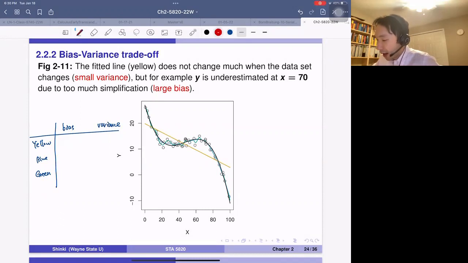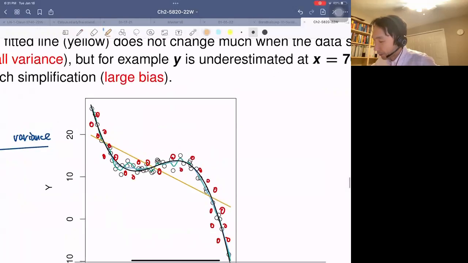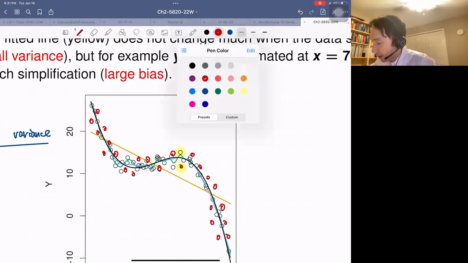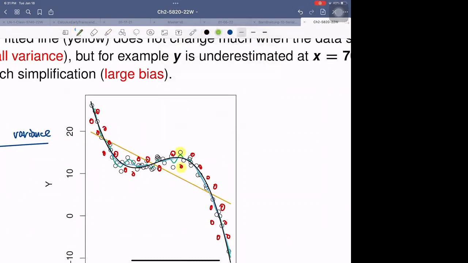You can see that if another data set is from the same truth, but like this, the yellow one doesn't change much, but the green one changes because, for example, this one affects the green one positively, but this one affects the green one negatively. So probably the new green graph becomes like this, right? Then maybe it's the blue one.